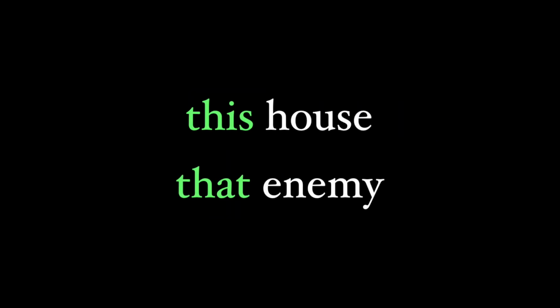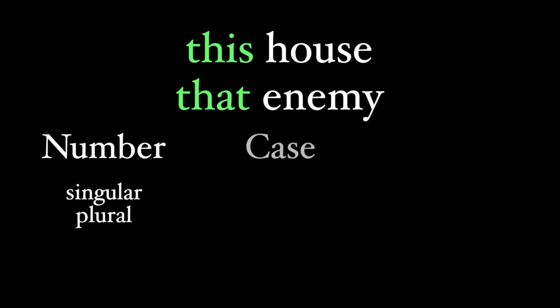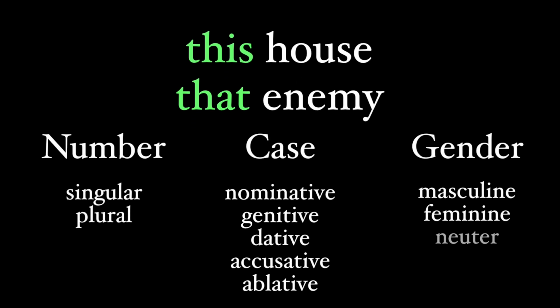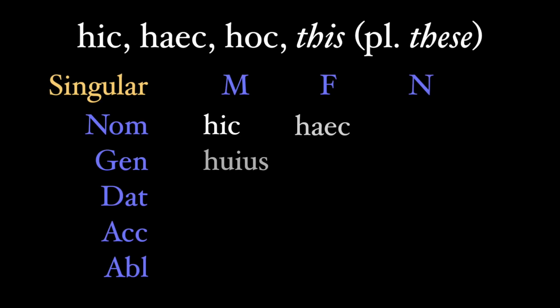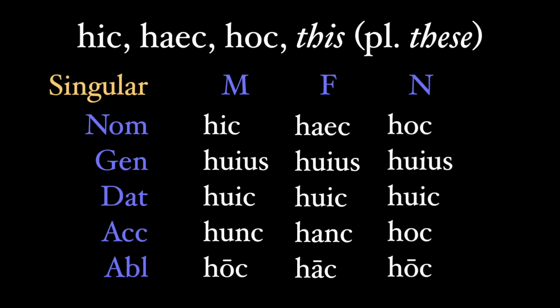Okay, so demonstratives are technically adjectives. It's this house or that enemy. Because of this, demonstratives will have forms in both numbers, all 5 cases, and all 3 genders. So here's the full declension of hic, haec, hoc. We'll start with the singular.